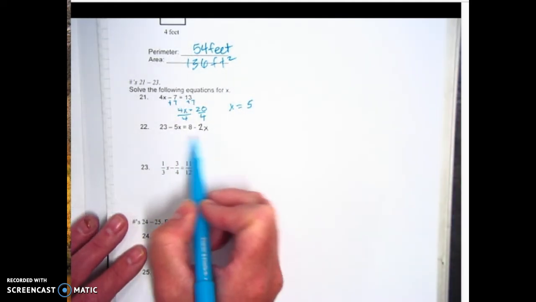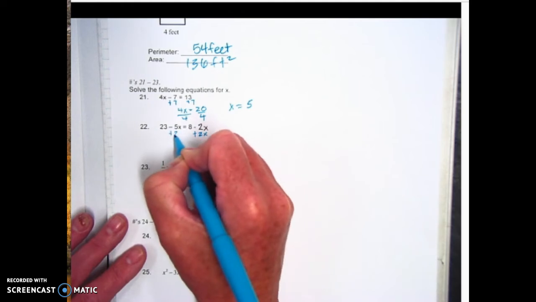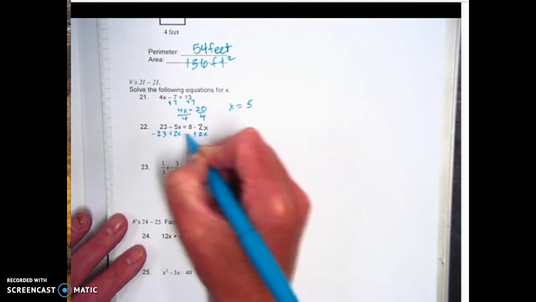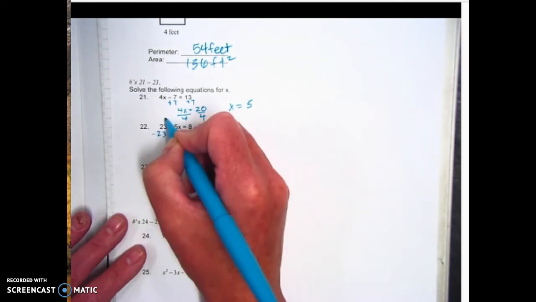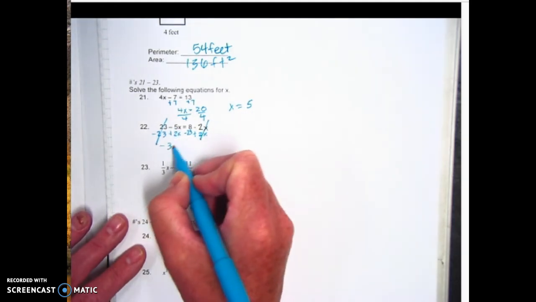Number 22, we have variables on both sides. I prefer my variable on the left, so I'm going to add 2x to both sides. In the same step, I'm also going to subtract 23. These are opposites. These are opposites. Negative 5x plus 2x is negative 3x.